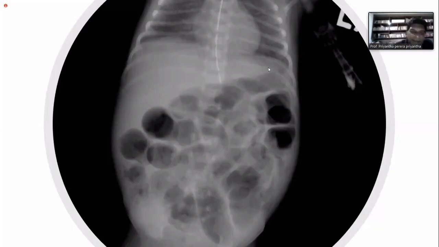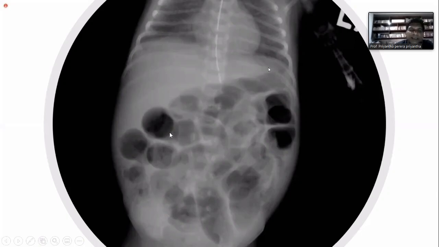And then afterwards, you will find a track like this. Air bubbles forming a track like this towards the liver. What is that? Air bubbles in the portal tract. Right? The portal tract, air bubbles in a line. So the second thing is that.